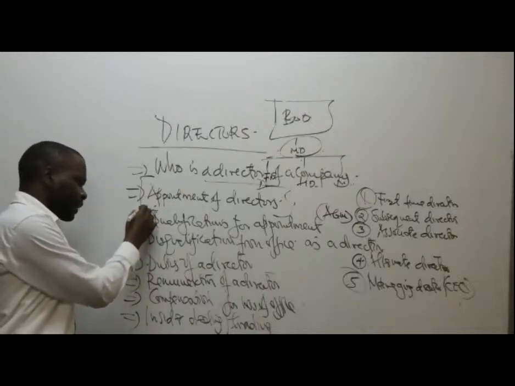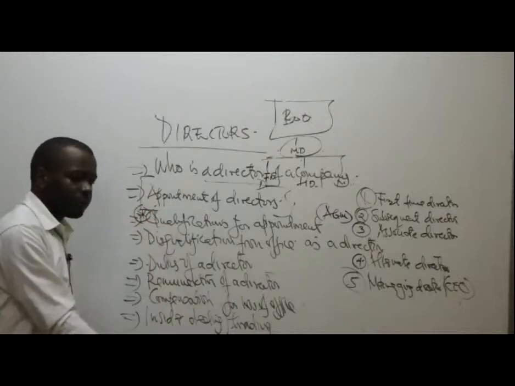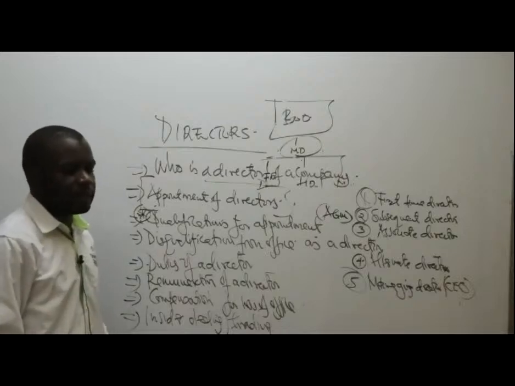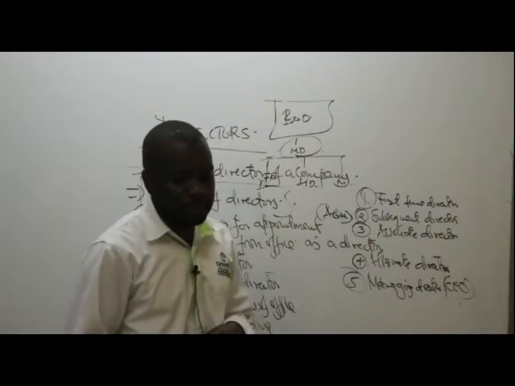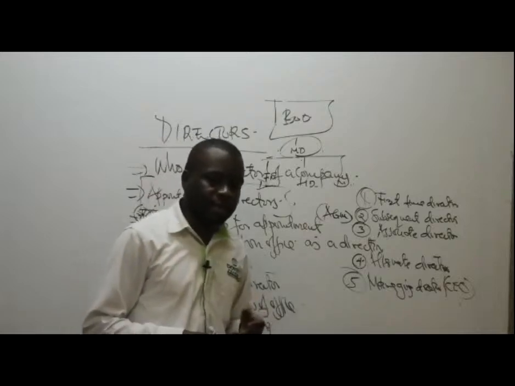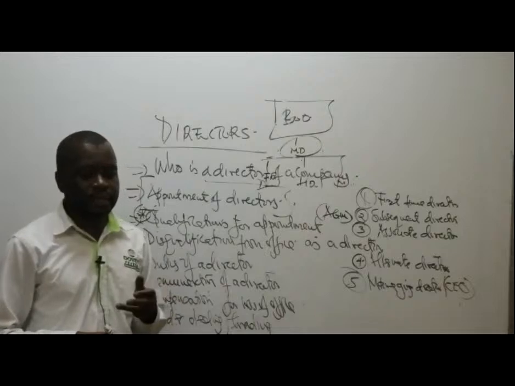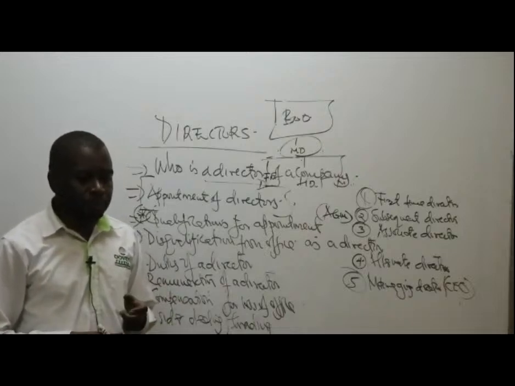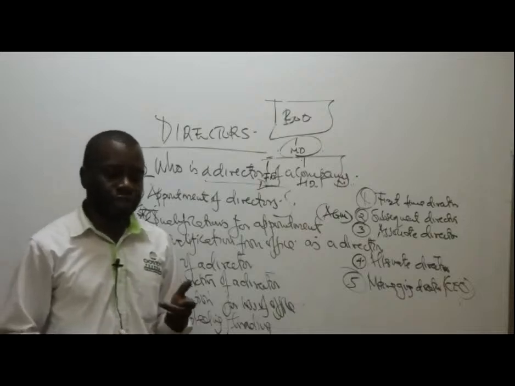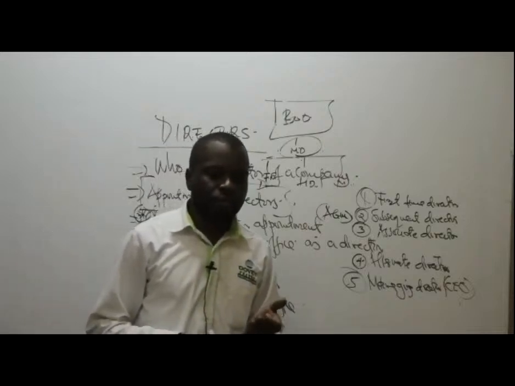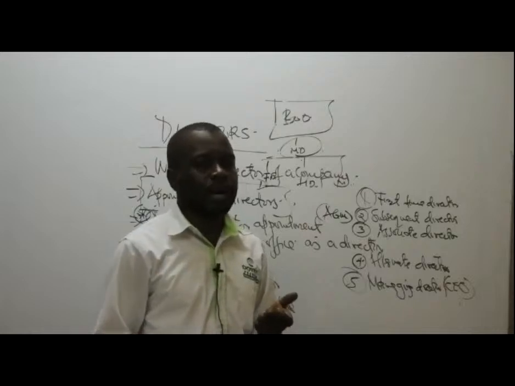So what are the qualifications before you can become a director of a company? There are normally just 3 key qualifications. Number 1, you must have attained the age of majority, that is 18 years. Number 2, you must have taken up what we call qualification shares. Then number 3, you must not have been declared bankrupt.